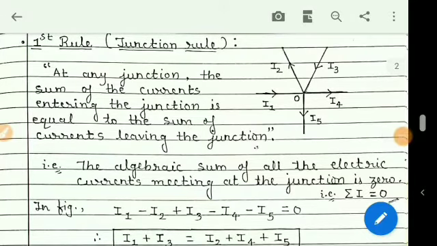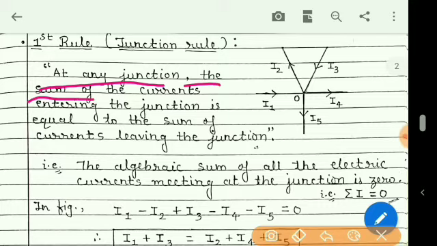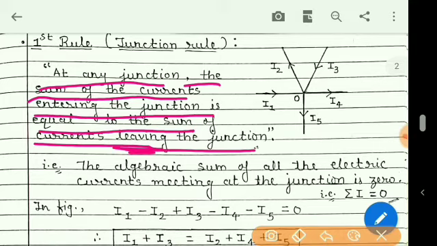So students, I hope you understand about the first rule. Once again, let us see the statement. At any junction, the sum of the currents entering the junction is equal to the sum of the currents leaving the junction.